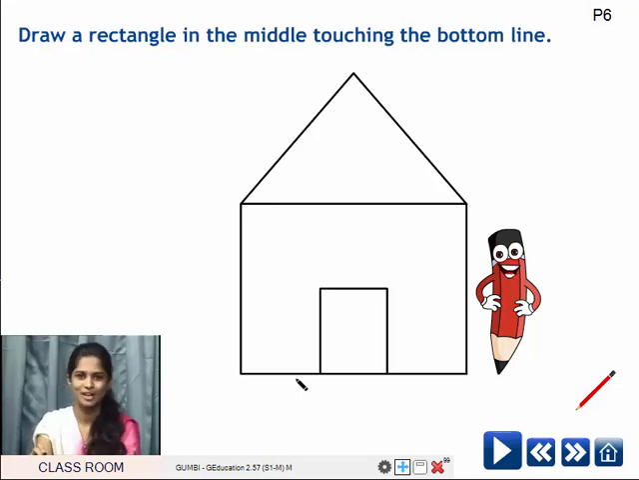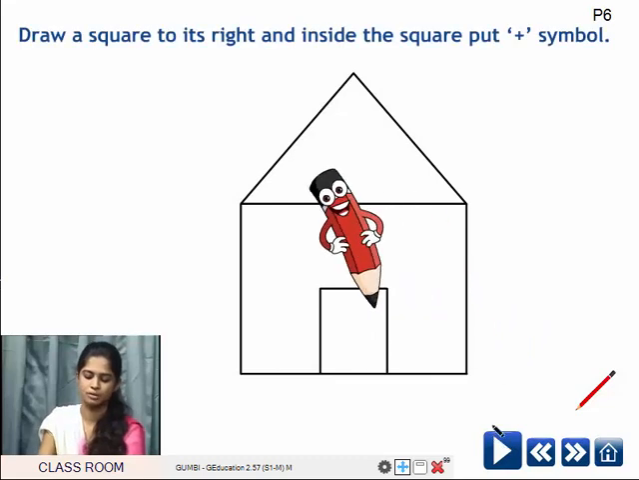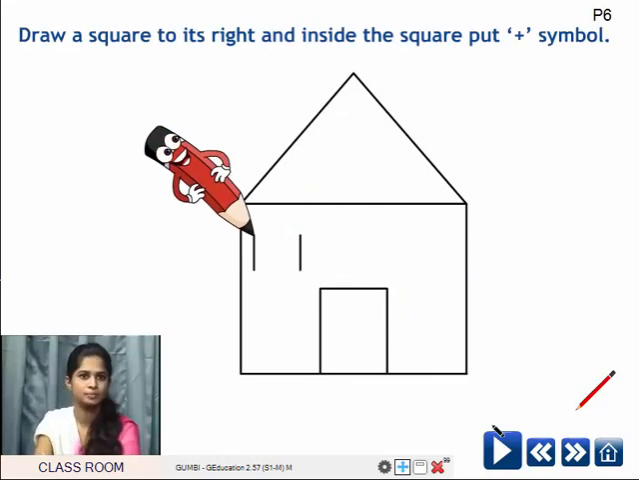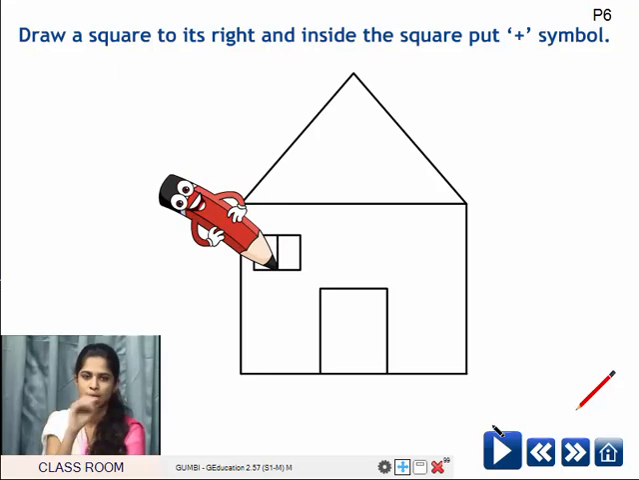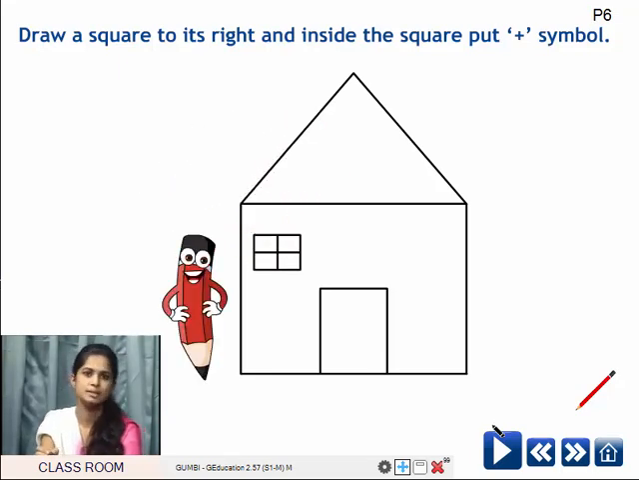So, students, what are we drawing here? Yes, we are drawing a house. So, now this is a house. We have drawn one door. So, what else is remaining? Yes, windows. So, now let's draw the windows for this house. So, now to the right side of this rectangle, draw a square. Draw a square to the right side of the rectangle and after drawing, draw the plus sign so that it touches all the sides of the square.